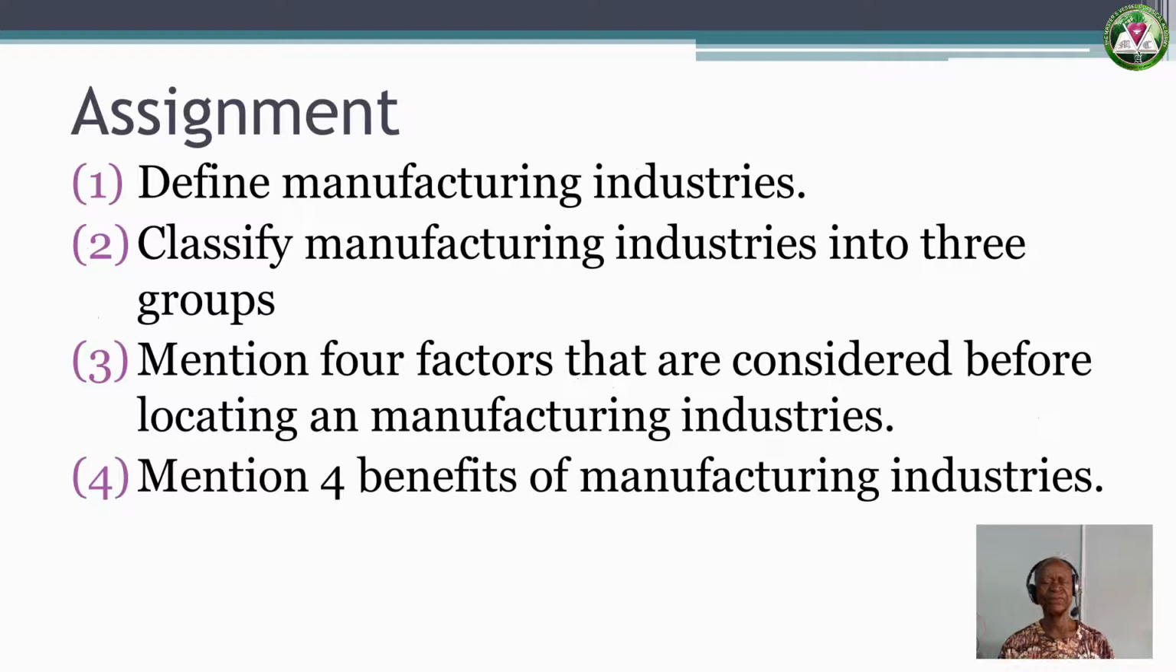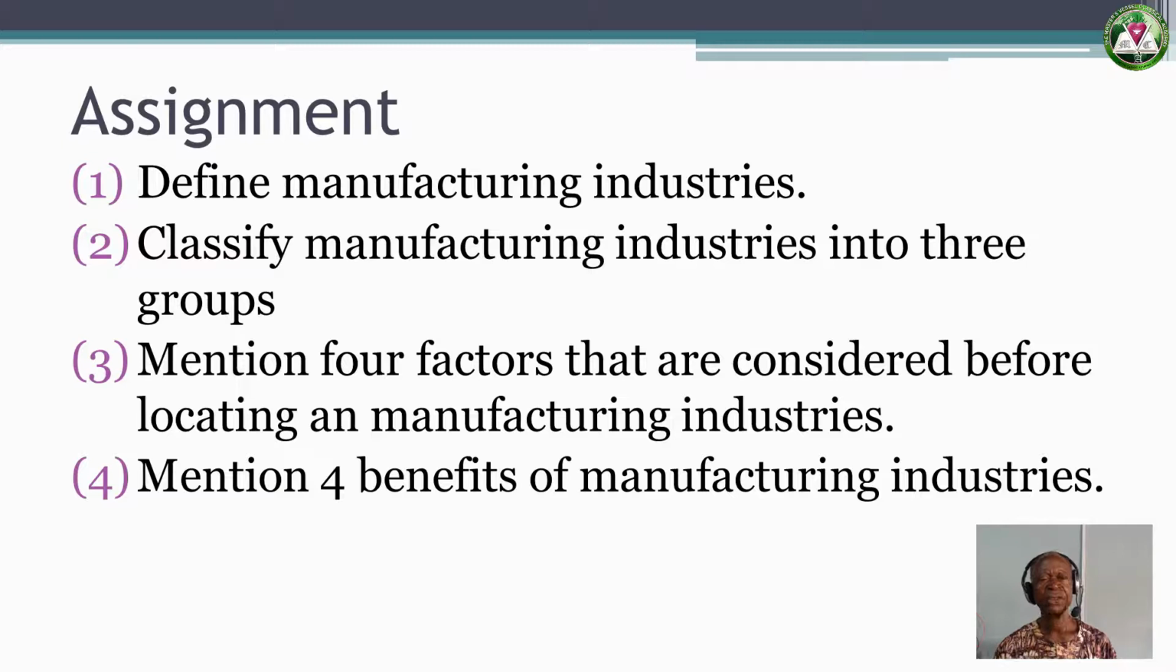Now that we have come to the close of the lesson, remember the meaning of manufacturing industry, factors that help us to locate manufacturing industries, and the groups of manufacturing industries. There are 4, as we said. Therefore, take this assignment and make sure you read very well and answer them.